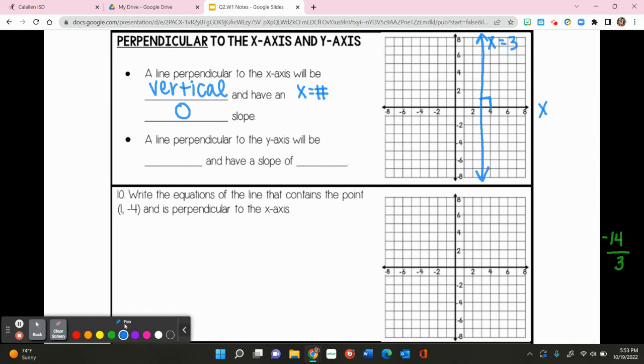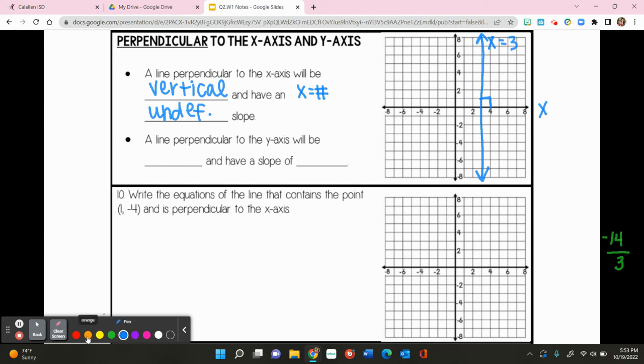I'm sorry, it does not have a slope of 0. It has a slope that is undefined. So here again, my line is vertical. It goes up and down, so it has an undefined slope. And again, it forms a 90-degree angle with my x-axis, which tells us that it is perpendicular.